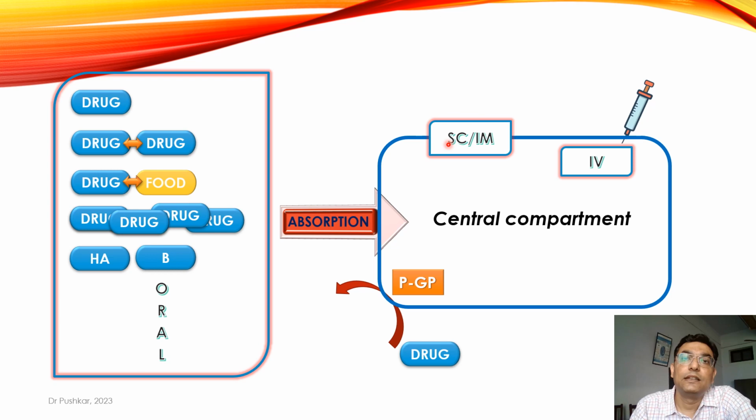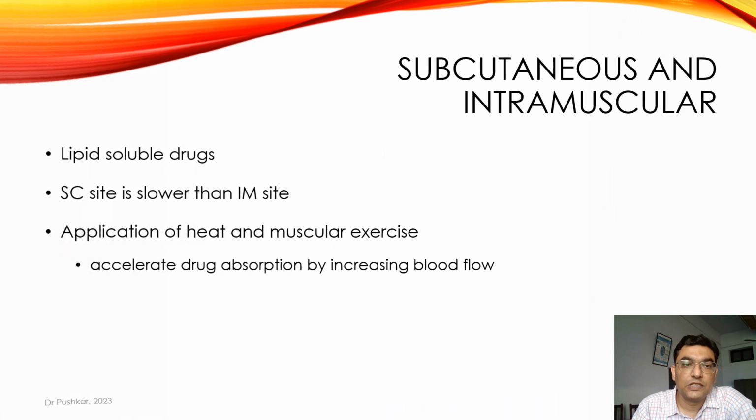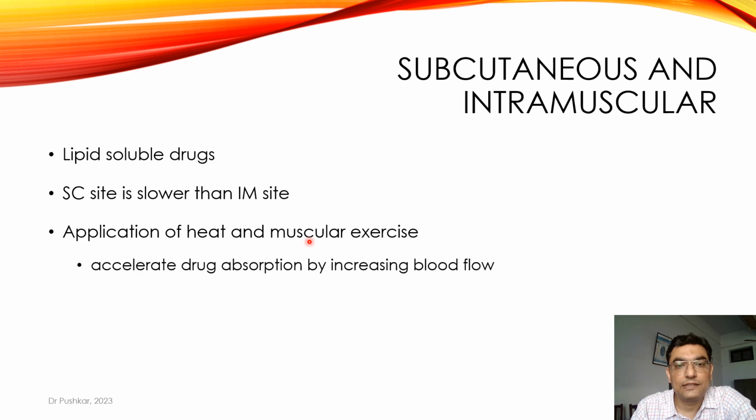Subcutaneous route is slower than IM route, but both are generally faster as well as consistent than oral route. So the subcutaneous route and IM route, of course, need a lipid soluble drug to pass, and the subcutaneous site is slower than IM route. And if we apply some heat or there is some muscular exercise, then this will increase the blood flow, so faster absorption.